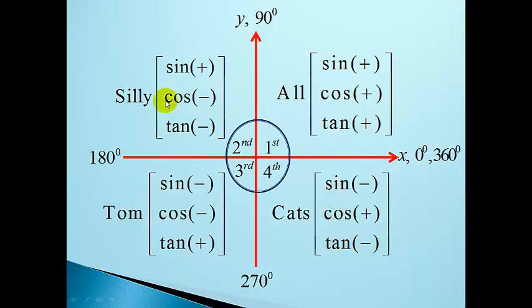So we have all, sine, tan, cos. All, sine, tan, cos. All means all the ratios are positive in this quadrant. Sine means only sine is positive in the second quadrant. Tan means only tan is positive in the third quadrant. And cos means only cos is positive in the fourth quadrant.